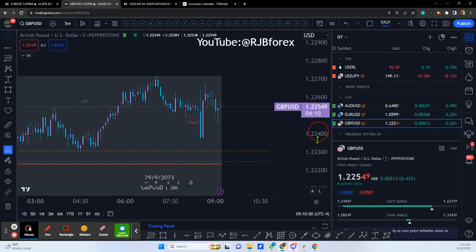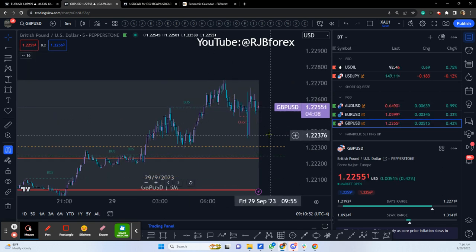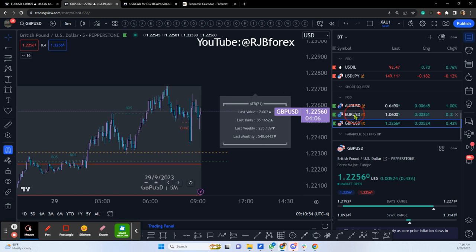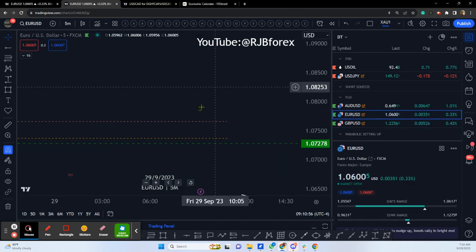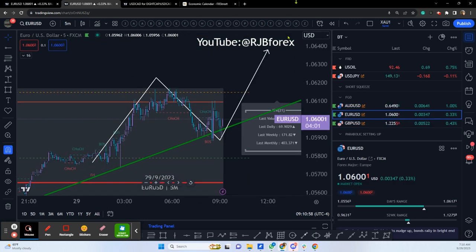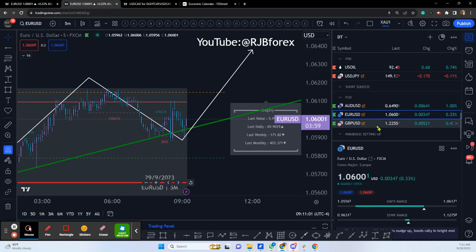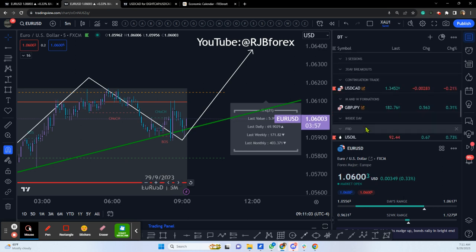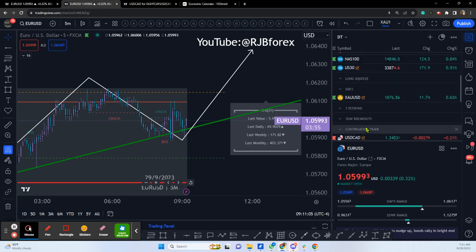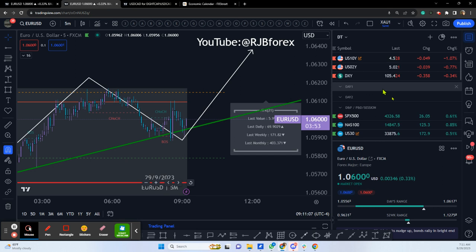Cable, same sort of scenario. Same scenario in cable. It's almost a mirror image of the euro in terms of the structure. And I think that brings us to about it. So any questions, guys? Otherwise, I'm going to close this down and we'll start getting razor focused on looking for the best trade setup candidate for the open.